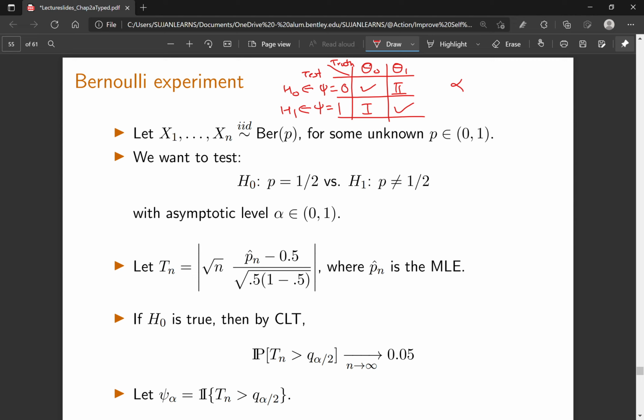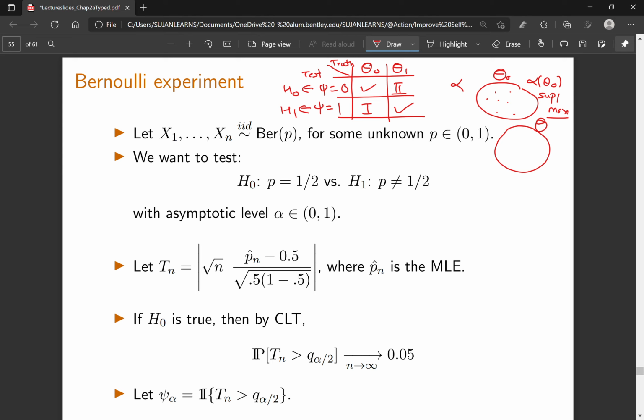And let's say this is theta naught and this is theta 1. These are two different sets. They don't overlap. And each of the values in theta naught has a probability of making type 1 error. Out of all those values or probabilities, what is the maximum or the supremum?